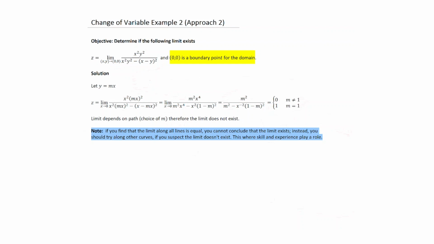Okay? So if you find that the limit along all lines is equal, this is just a warning: you cannot conclude that the limit exists. Instead, you should try along other curves if you suspect the limit doesn't exist. So this is all about skill and experience. Again, we have to give you problems which are doable. There will be functions for which it would be next to impossible to do the calculation, in which case you most likely will resort to the delta epsilon method, even that might give you some problems.